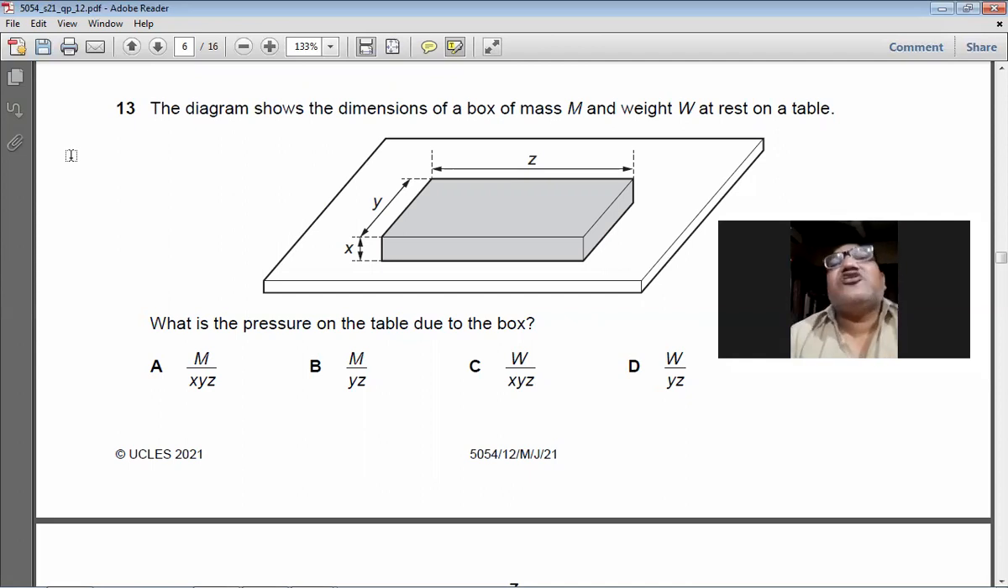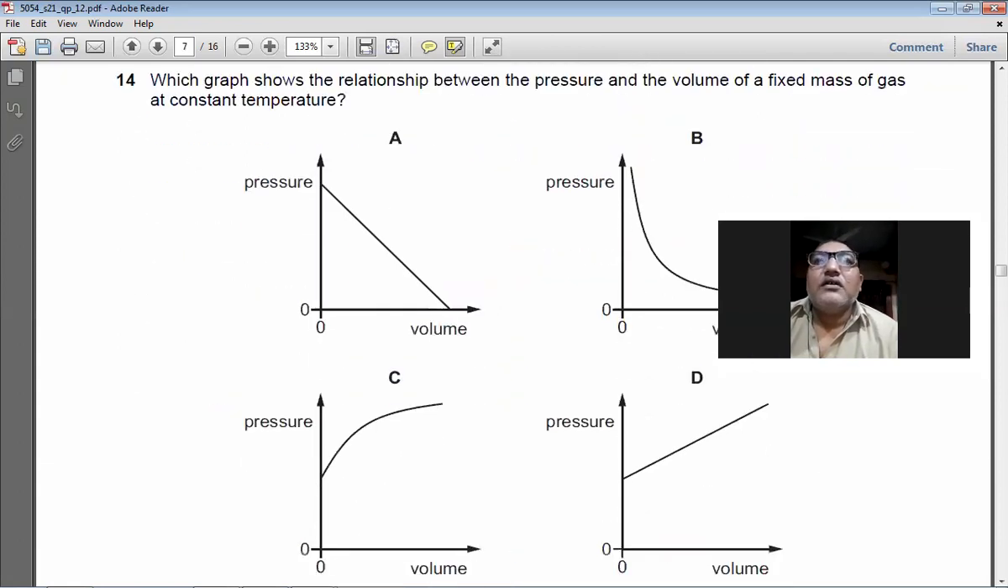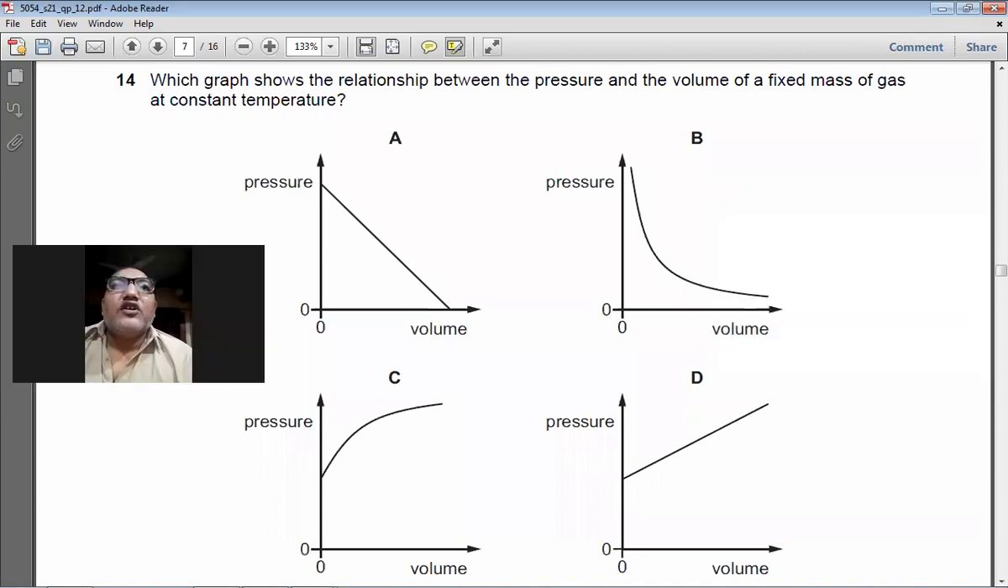So do we have this option? Yes, D is the option, sir. Question number 13, D looks the right option. There we go. The next question coming up on your screen is question number 14. He says, which graph shows the relationship between the pressure and the volume of a fixed mass, where the mass is fixed and the temperature is constant?